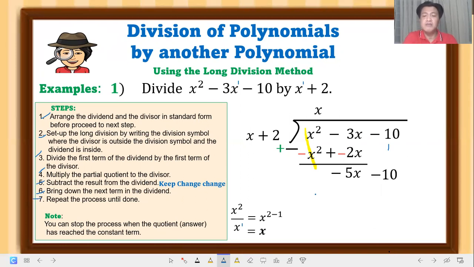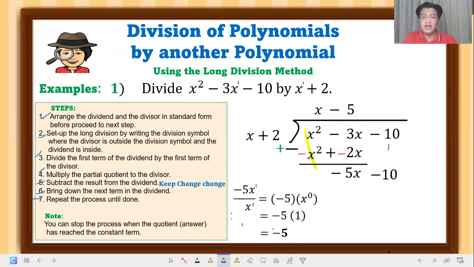I-repeat lang natin, i-divide ulit natin si negative 5x doon sa x dito, yung first term. Okay, ito yung solution natin dyan. We have negative x over x, meaning to say, ito yung solution natin. Magiging 0 na yung value ng ating exponent dyan, kasi nga, di ba, 1 minus 1, 0. And what's the value of x raised to 0? That is 1. Kaya 1 times negative 5, that is negative 5. Meaning to say, ang partial quotient nitong first term doon ay negative 5.